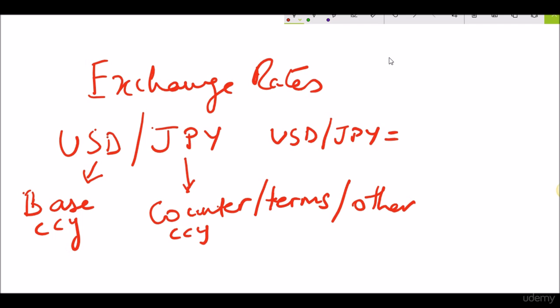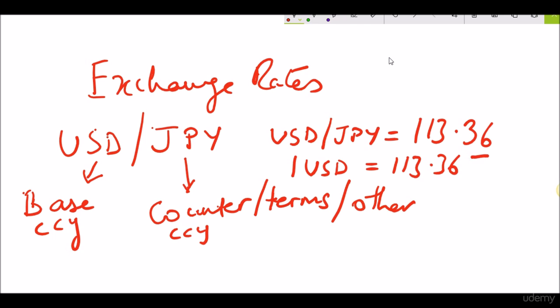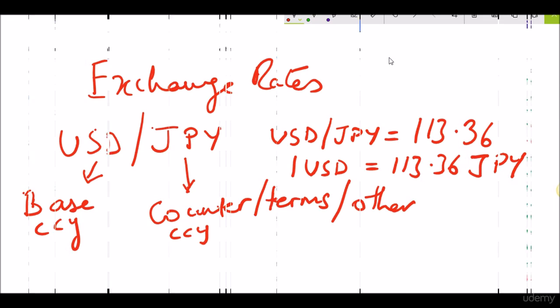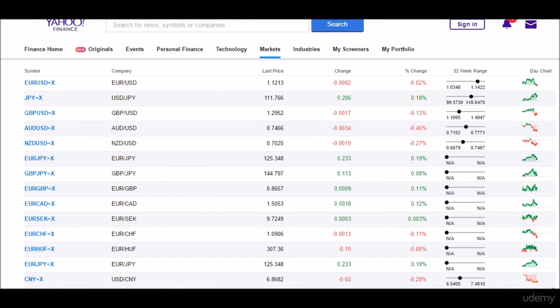So a USD JPY rate of 113.36 means that for $1 you get 113.36 yen. FX rates can be found online from a number of websites. You can get FX rates on yahoo.com, on FX Pro, FX Open, XE, Oanda, forex.com, FXCM, etc.